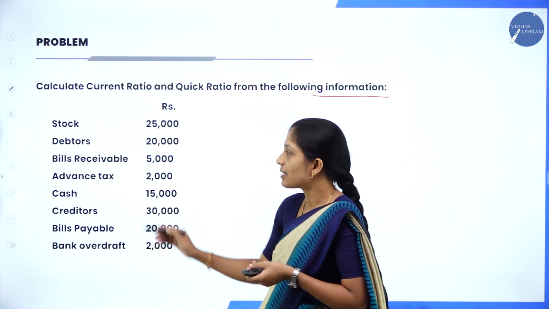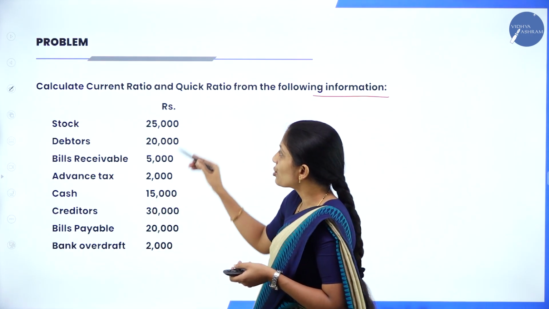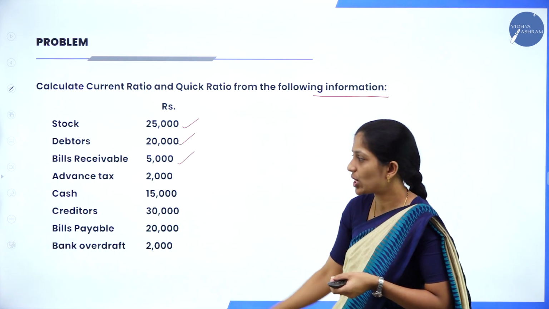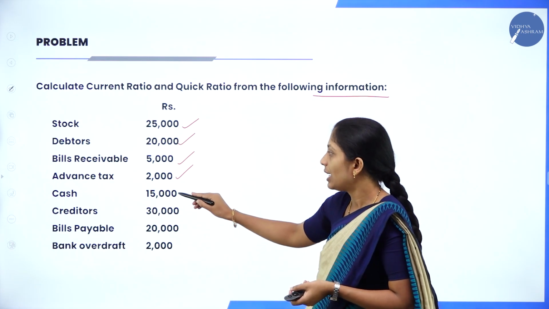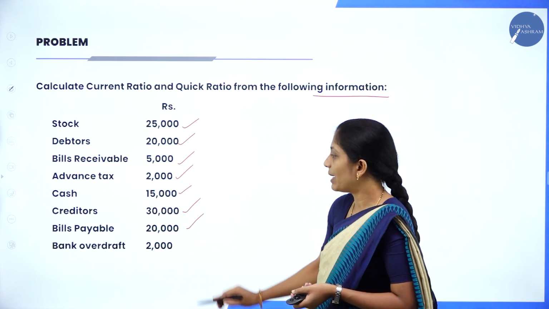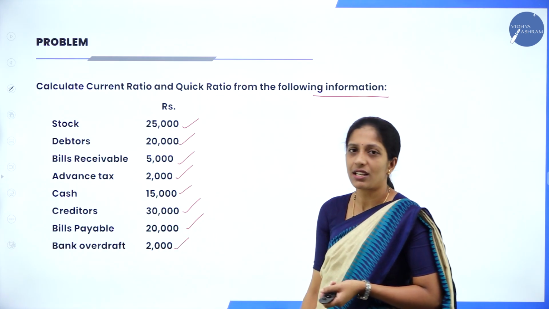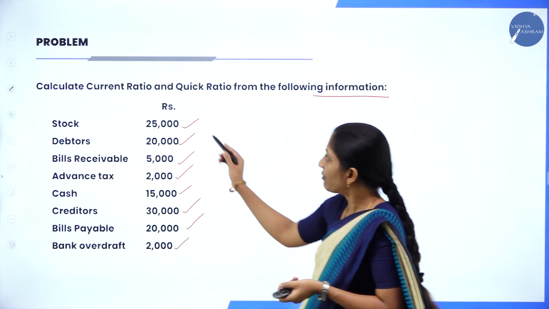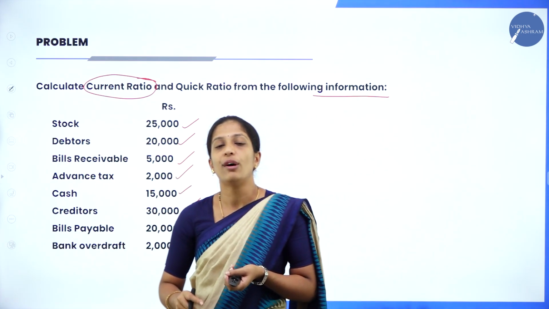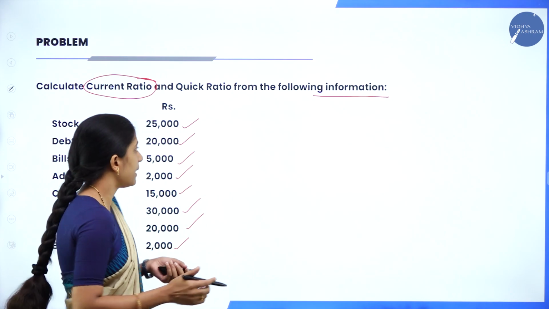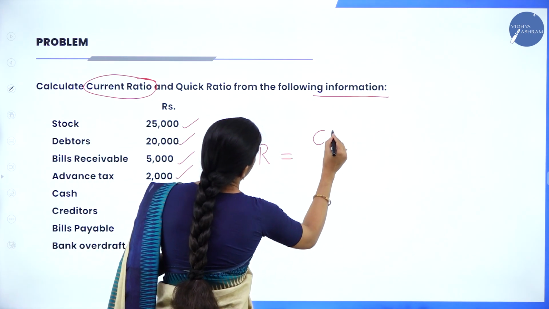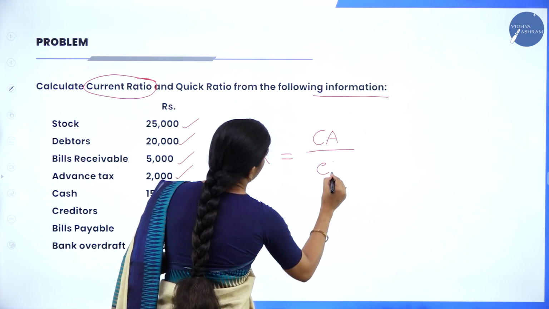They have given us a few particulars and amounts. Stock 25,000, debtors 20,000, bills receivable 5,000, advance tax 2,000, cash 15,000, creditors 30,000, bills payable 20,000, bank overdraft 2,000. Now what we have to calculate? Current ratio. So what is the formula of current ratio? Current assets divided by current liability.